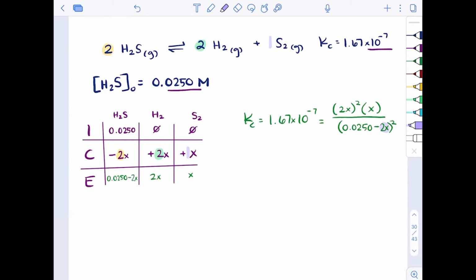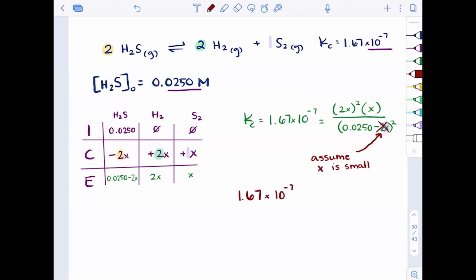This one, that's the one that we're going to say, hey, we want to assume x is small, when it's involved in the Kc expression with an initial concentration that's not 0. Notice H2S, the reactant, in the denominator. That x value is tied to an initial concentration, 0.025 minus 2x. That's the x we want to assume is small. That's the x we're going to say, bye, make it easier on us.